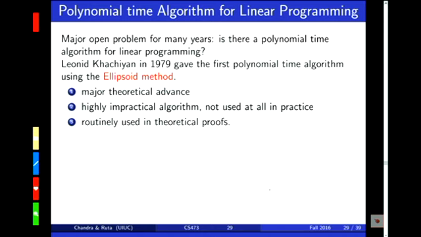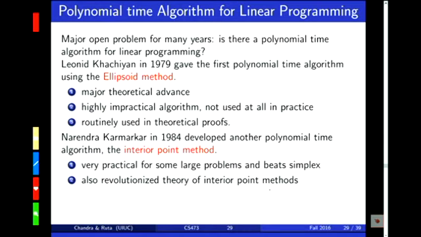Nobody implements it in practice actually, because it's really bad. But it is used heavily for mathematical reasoning and in theoretical proofs. It's very powerful because it doesn't only solve linear programming, but also convex programming and many more complicated programming problems.